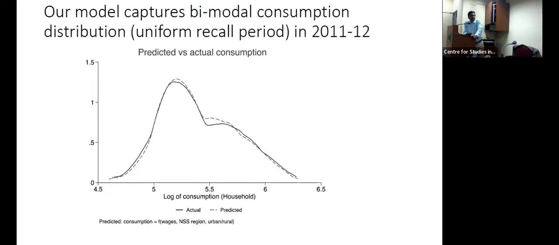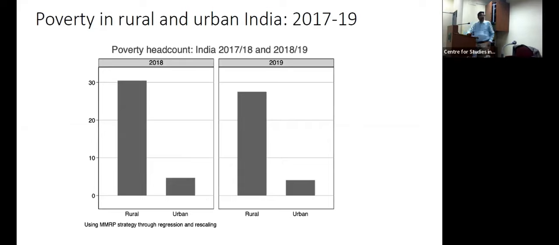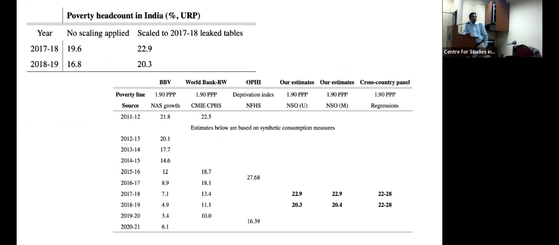Okay, now the headline findings. Essentially, what we find is, if you look at either, we have written 2018, but it's really 2017-18, and this is 2019, but that's really 2018-19. This is rural poverty, this is urban poverty, and this is rural and urban combined. You can see that in 2019, this has gone down a bit. But the overall average, which I'll report in a second, is captured in the top left of this. That, in a way, is our headline finding.